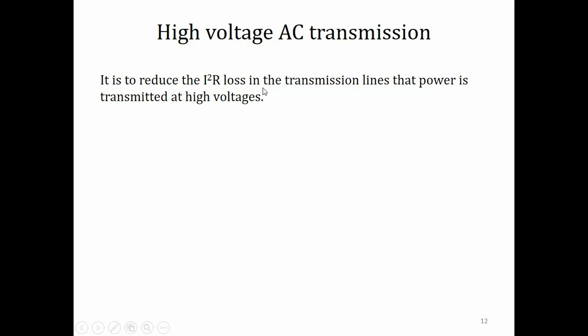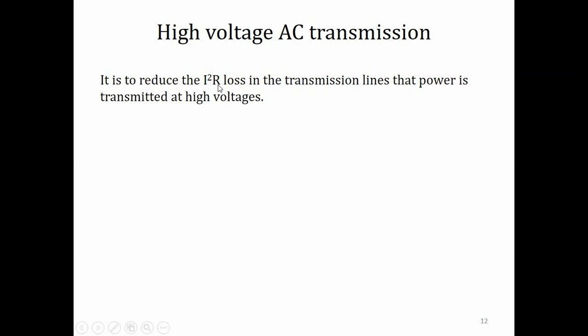The reason is that when I'm transmitting a certain amount of power, the power is the voltage times the current. But I want the current during transmission to be as small as possible to reduce this I squared R, the power loss in the transmission line. The transmission line dissipates power due to its resistance, and that power is proportional to I squared times R. So I want the current to be as small as possible, so I make the voltage as large as possible.